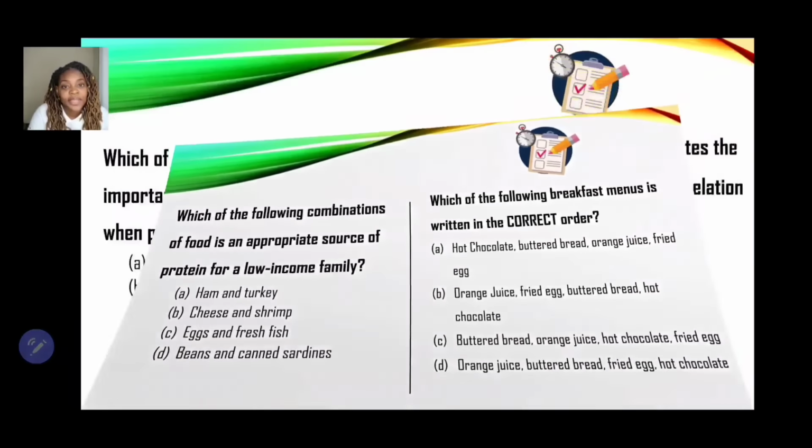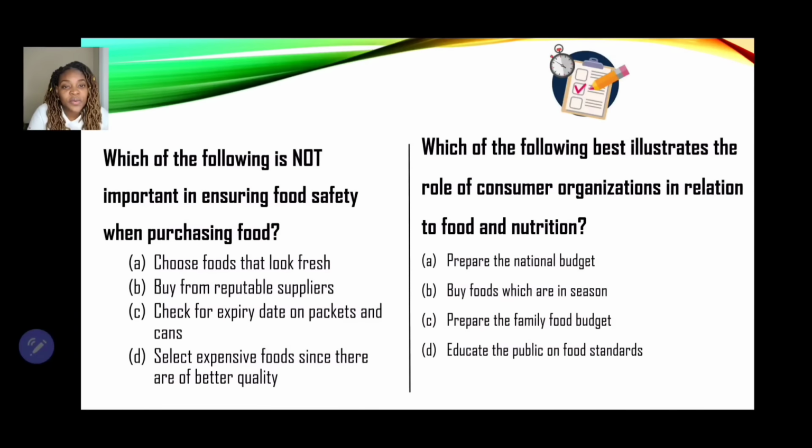Good. Next question. Which of the following is NOT important in ensuring food safety when purchasing food? So when we're answering a multiple choice question or any question at all, we have to look out for these key terms. And you notice NOT is in all caps. In some questions, it may not be highlighted.